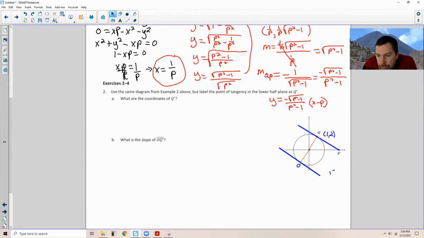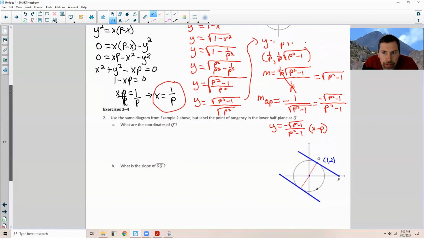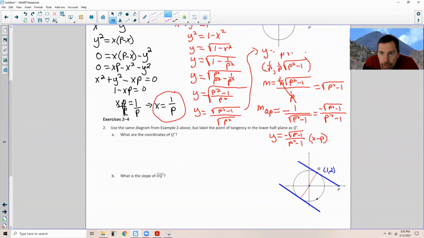Let me just delete all that. So what we're going to do is put a point reflected across the x-axis down here. If this was over 1, up 2, this is over 1, down 2. So it's still going to be the same x. So where is our point from the last problem? It's right here.